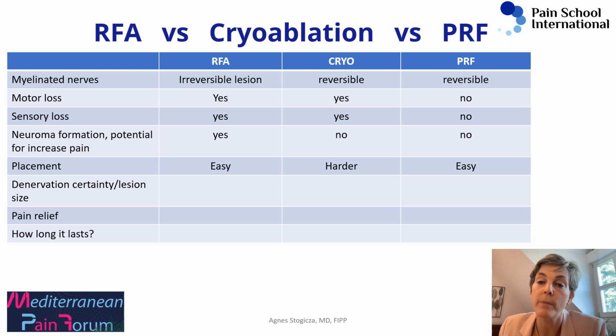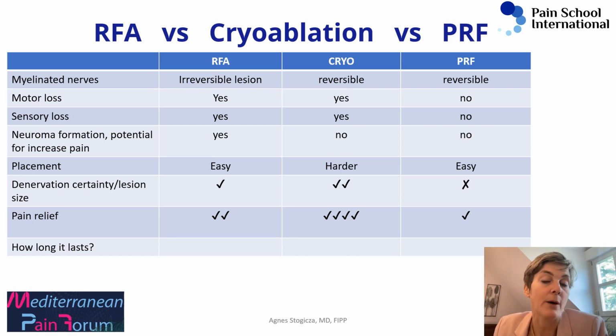Now, when you worry about neuroma formation, it does not affect cryo and PRF. Placement is, I have to say, hardest with cryo because it's the biggest probe. But how sure can you be in the procedure? With RFA, you're pretty sure, but the needles are not very big unless you use the cooled RF or bigger lesion. Sometimes I do use 16 gauge needles. Cryo, pretty certain, big lesion, you saw it in the video I showed you. PRF, there is no lesion.